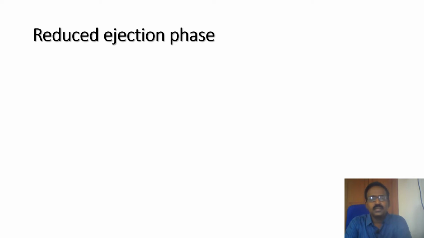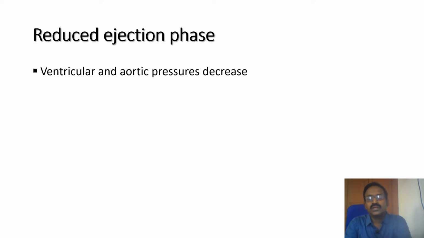Reduced ejection phase is the longest phase in the ventricular systole. The average duration of the reduced ejection phase is 0.15 second. During the reduced ejection phase, ventricular and aortic pressure decrease. In spite of decreasing of both, aortic pressure exceeds the ventricular pressure. So when the aortic pressure exceeds the ventricular pressure, that time reduced ejection phase starts.